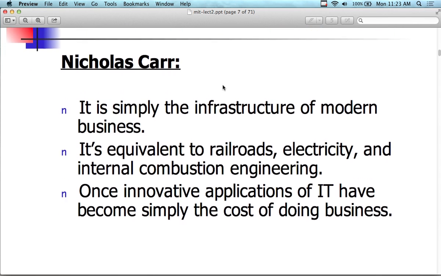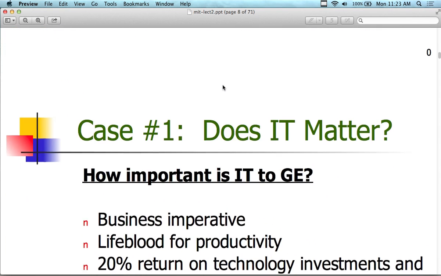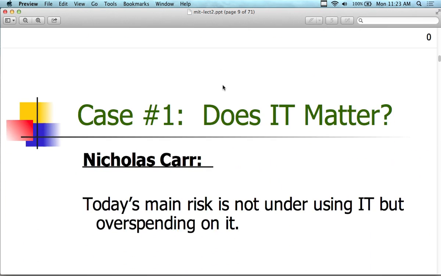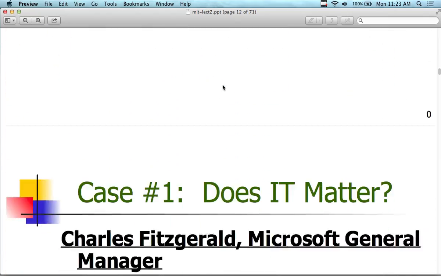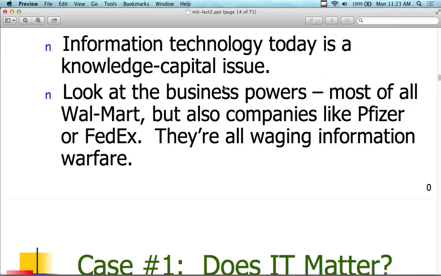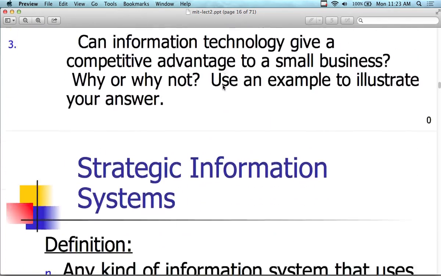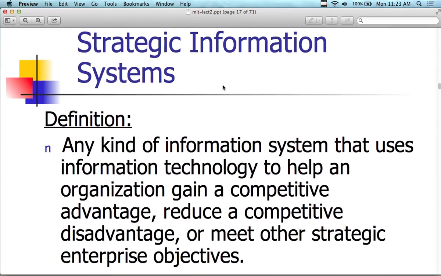So I'm not going to go through the case studies because they're kind of outdated and the numbers are sort of off. Instead, I want to come to the meat of the concepts for today. So I'm going to skip through the case studies and get to here. In terms of information systems, I'll give you another one for strategic information systems.